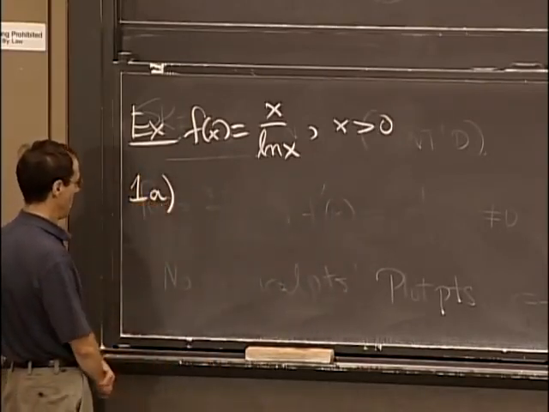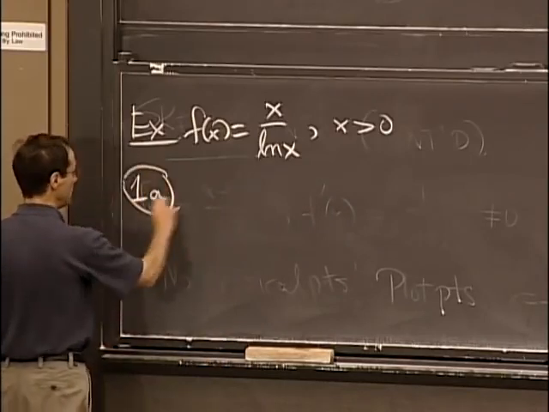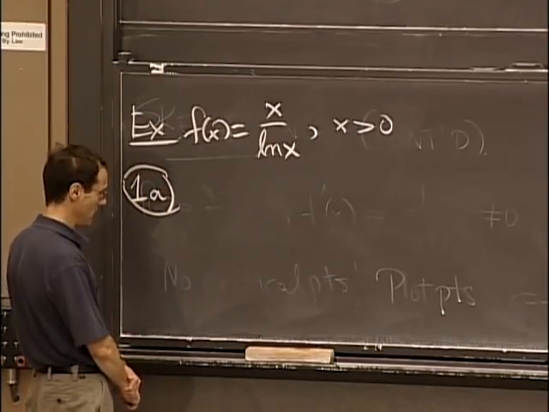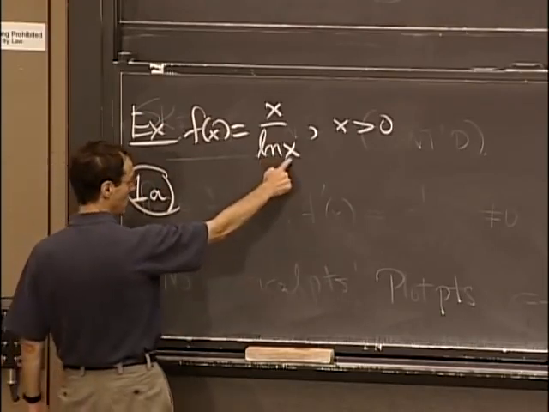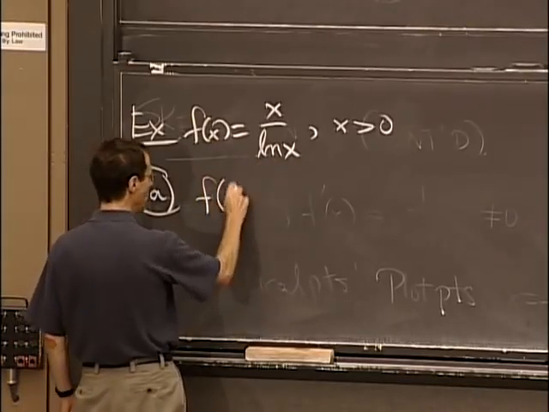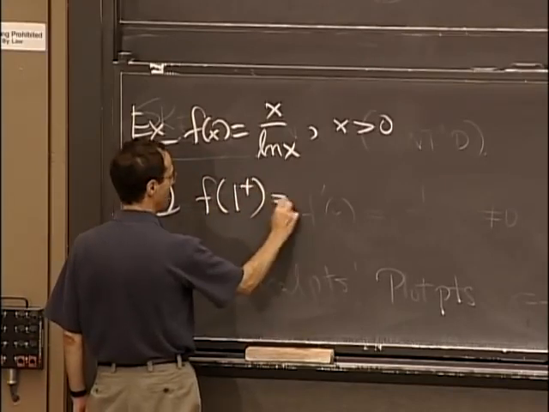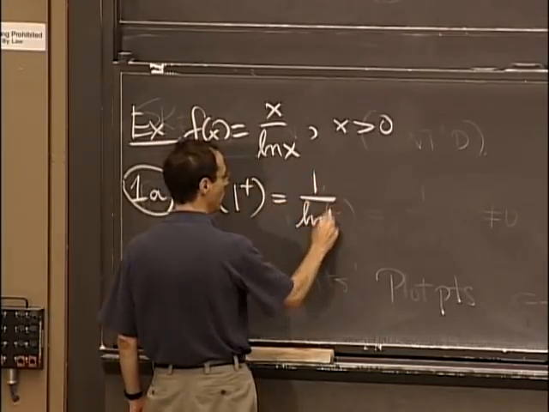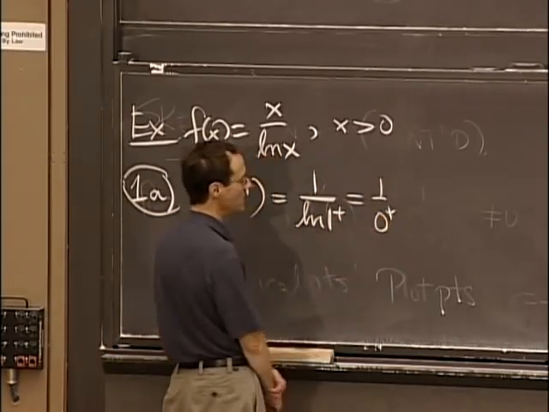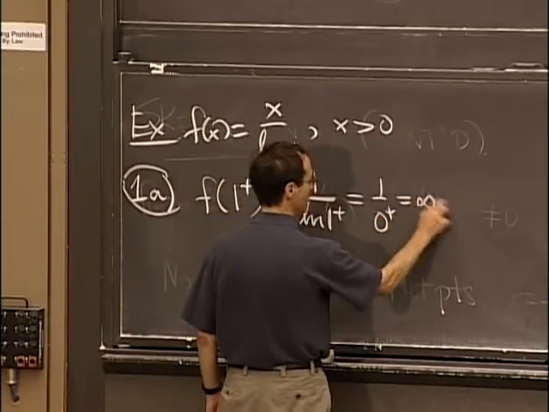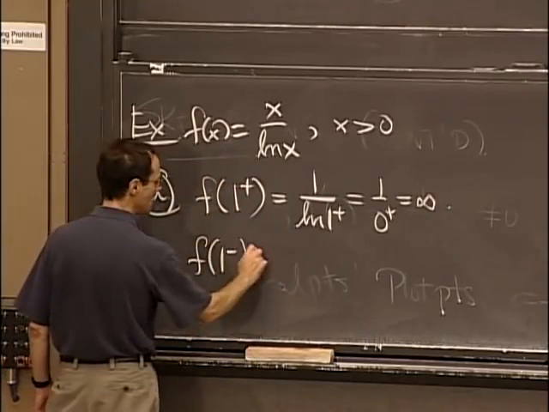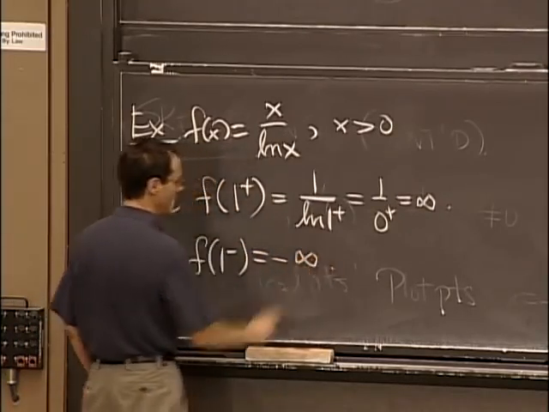So the first part is to find the singularities, that is, the places where f is infinite. And that's when the logarithm, the denominator, vanishes. So that's f of 1 plus, if you like. So that's 1 divided by log of 1 plus, which is 1 over 0 with a little bit of positiveness to it, which is infinity. And second, we do it the other way, and not surprisingly, this comes out to be negative infinity.